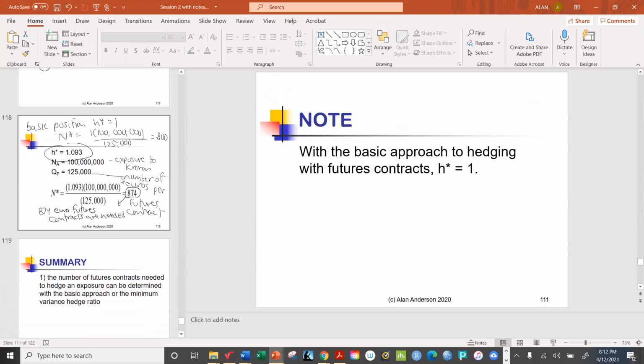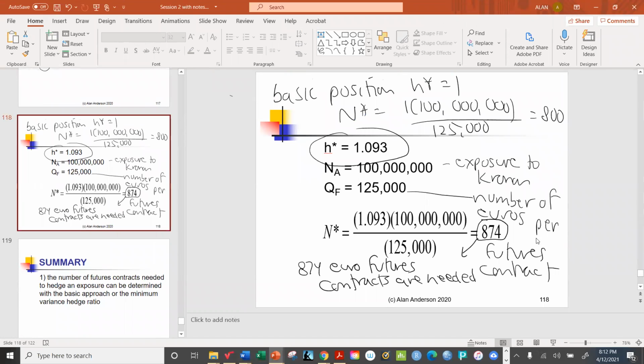So the difference is here. You can see, this is telling us to buy 874 contracts. If you replace this 1.093 with a 1, it turns out, and I've written it up here, that we would have only bought 800 contracts, which means we would have been a little bit under-hedged, and we would have been exposed to a little more risk than we ideally would have liked to be.